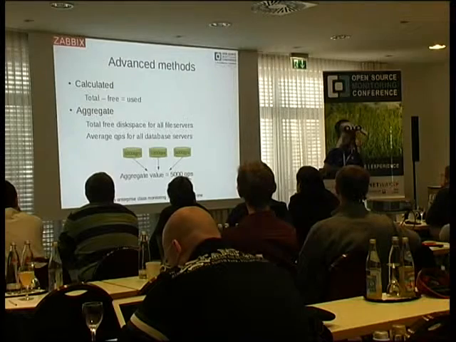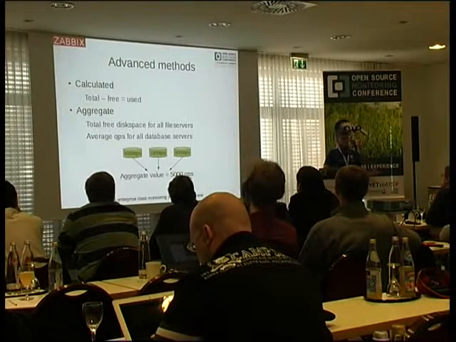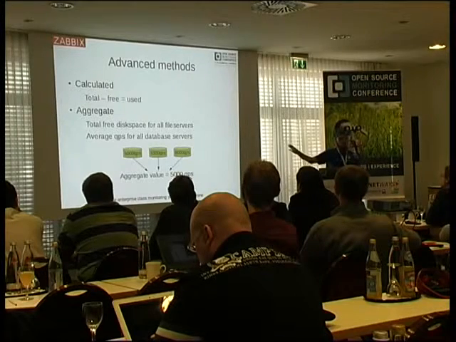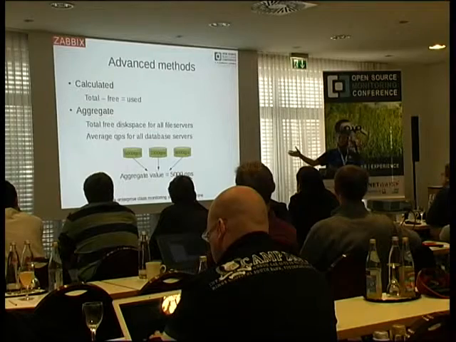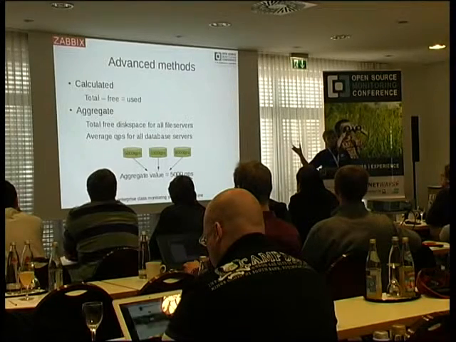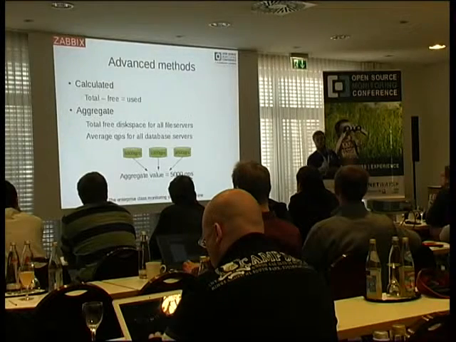Another method is aggregate monitoring. So if you're monitoring a cluster or a server farm, then you can check something on all of your systems, like the total disk space on all of your file servers, or the average queries per second on all of your database servers, and that will be calculated by the Zabbix server fully automatically, just based on the hosts which are assigned to a single group.